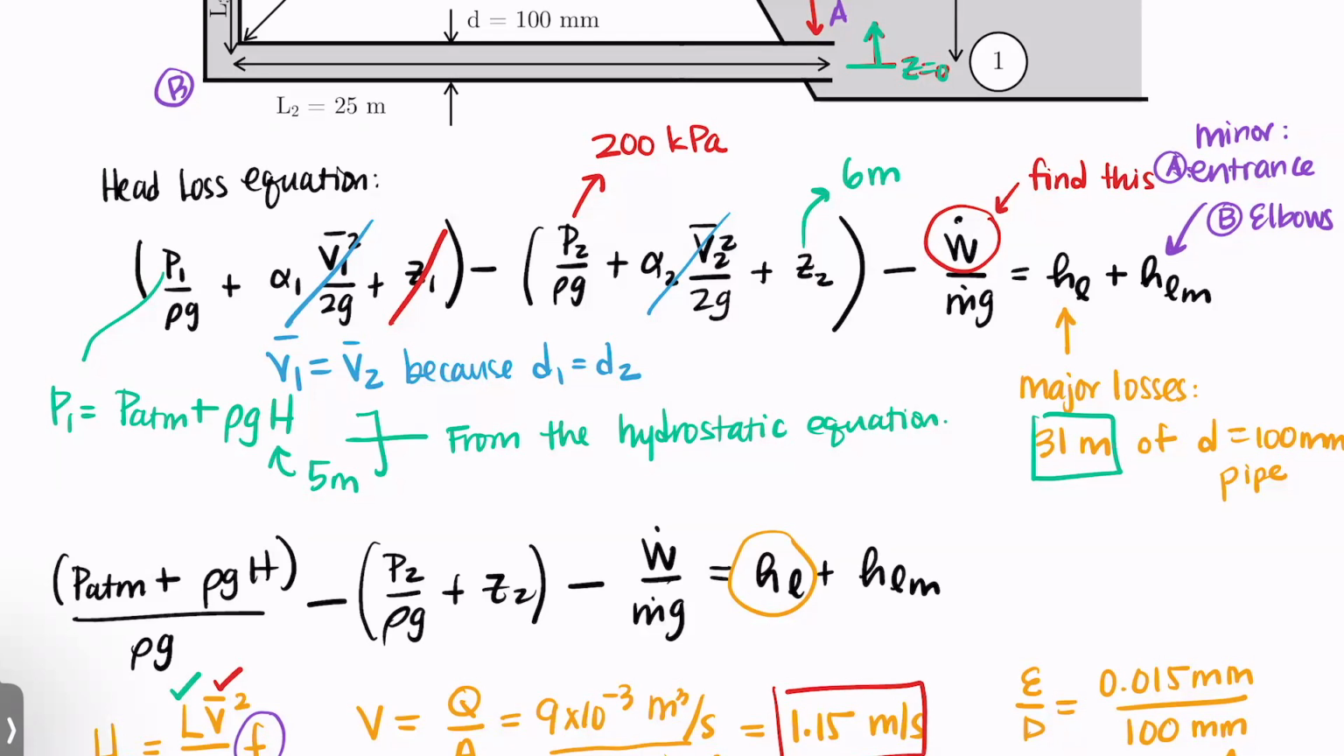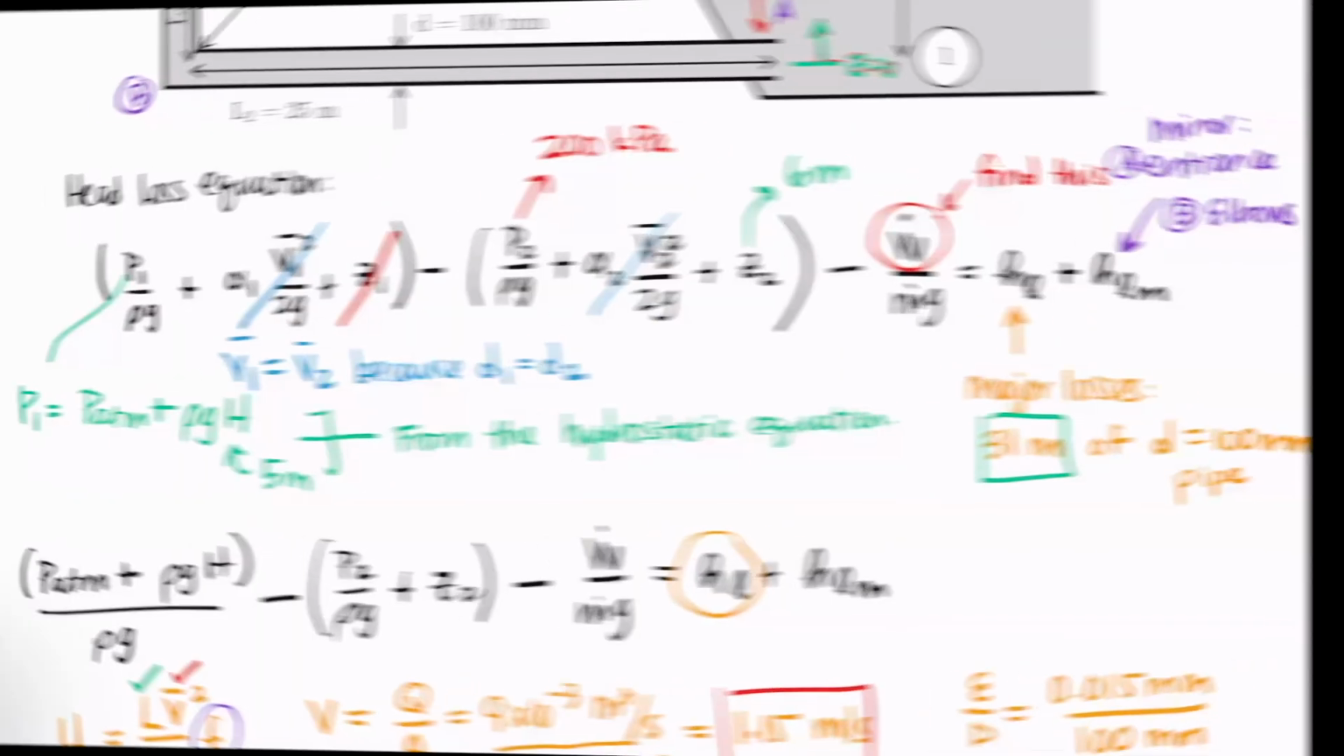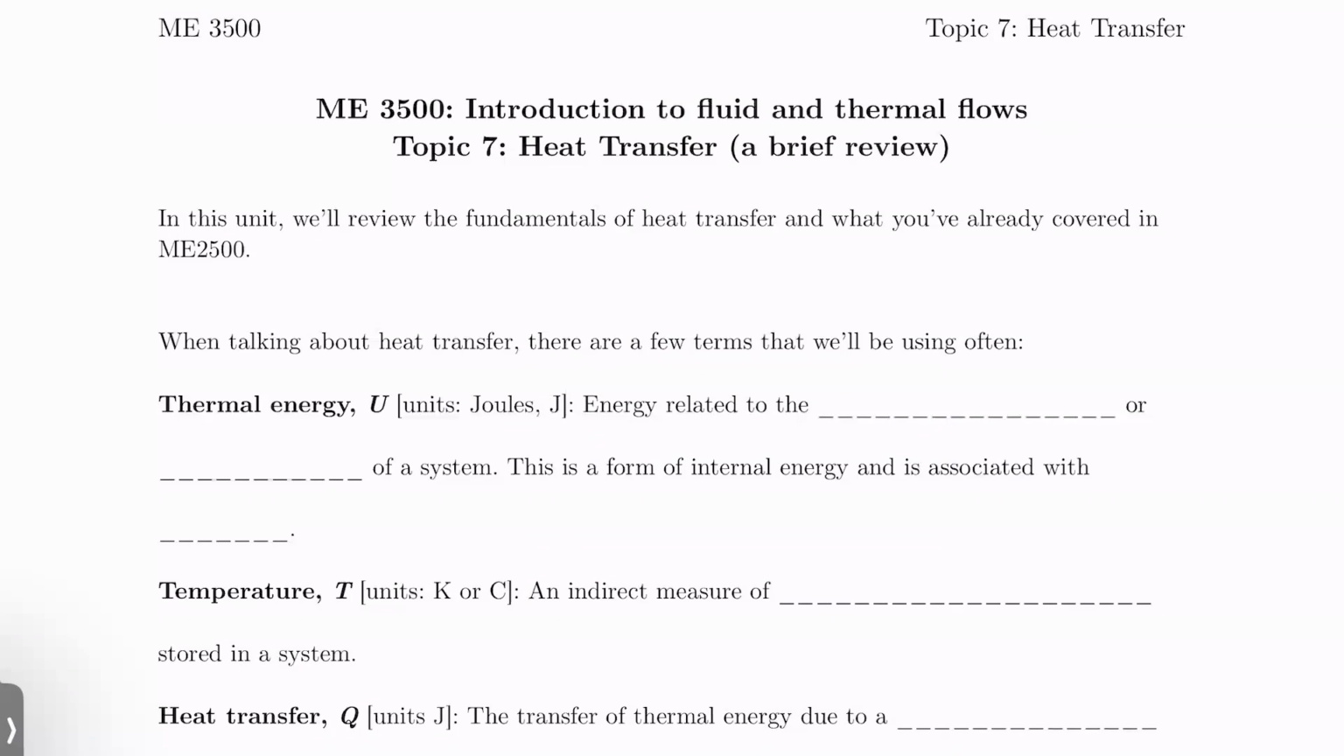Other questions? How did these questions seem? Okay-ish? Okay, cool. All right, so this is the start of the heat transfer unit, which will not be on the next exam, but please still pay attention. This topic is pretty short, and it should essentially be a review of 2500, hopefully. So if that feels like a distant memory, then pay extra attention now.